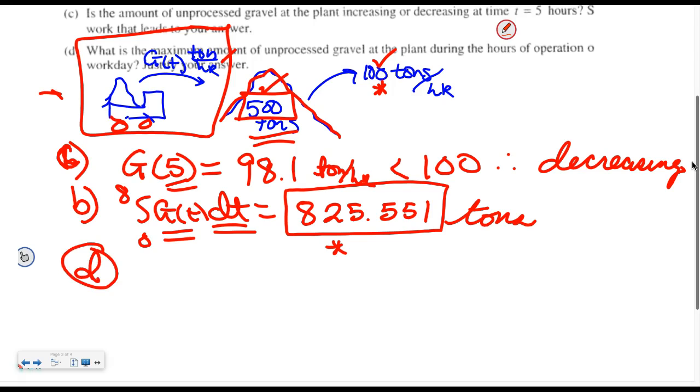Part D is the one that they always ask. What is the maximum amount of unprocessed gravel at the plant? Are they talking about the truck coming in, the pile, or the amount going out? Maximum amount of unprocessed gravel at the plant at any given time. The pile. Okay? So you really need to figure out when that pile is going to be the highest.